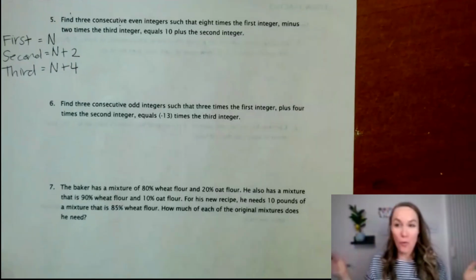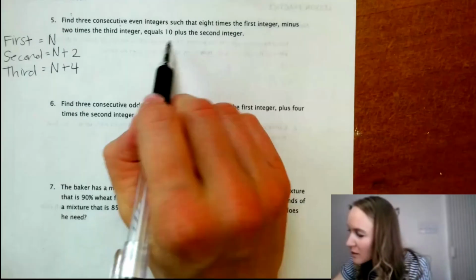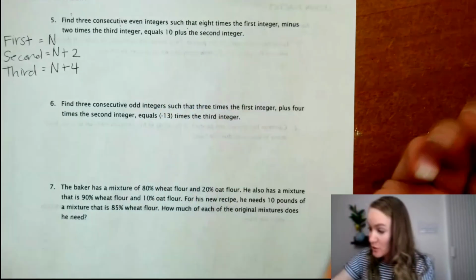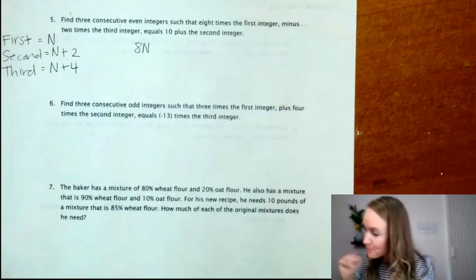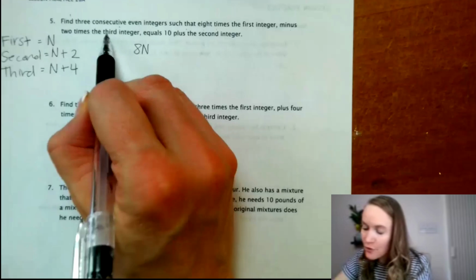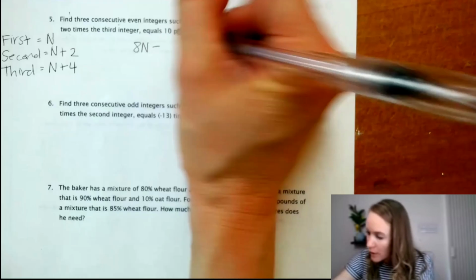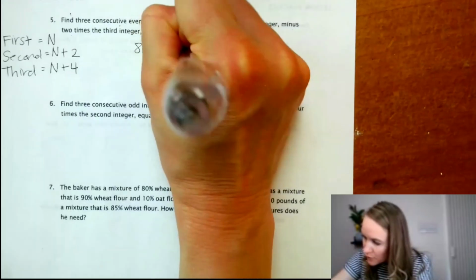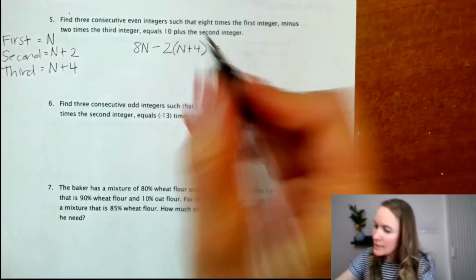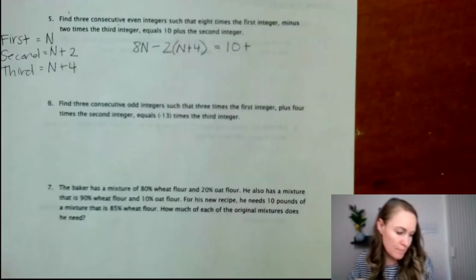Okay, now all we've got to do is translate from English to math, such that 8 times the first integer, okay, super simple, 8n, minus 2 times the third integer, 2 times the third one. Okay, 2 times the third integer, all right, equals 10 plus the second integer.